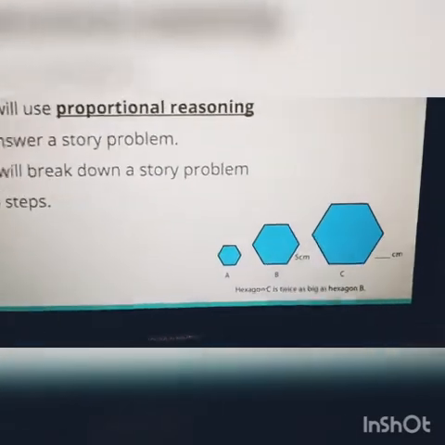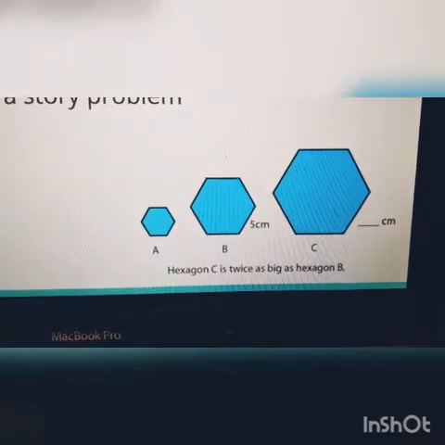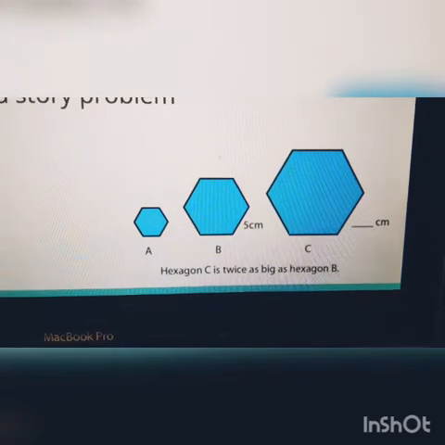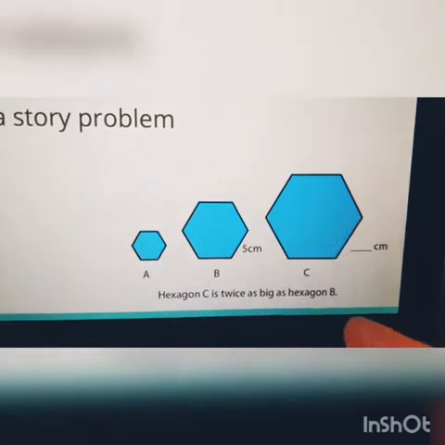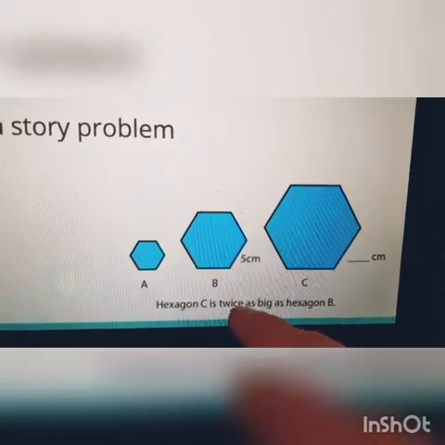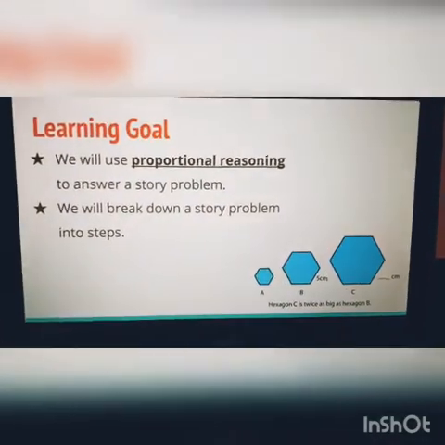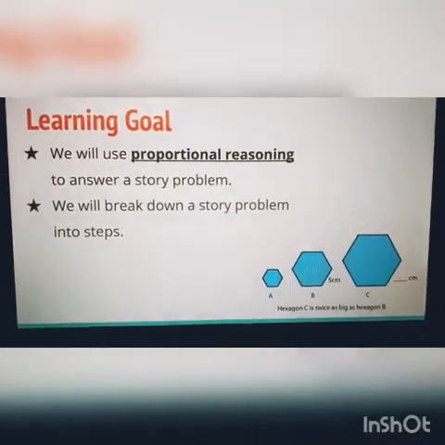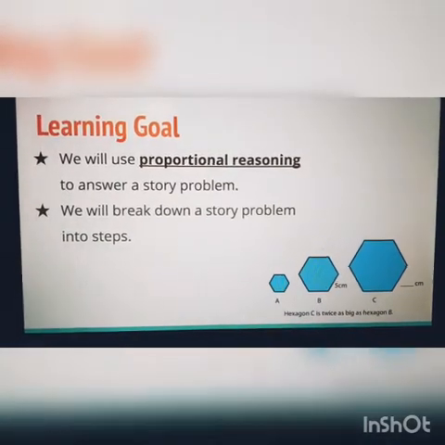Proportional reasoning is basically if you're looking at the quantities of different things. So using the information about one quantity to make some calculations about another when you're given some information. So like here, we're given the information that hexagon C is twice as big as hexagon B. We're also going to practice a really important skill with story problems, which is breaking a story problem down into steps.